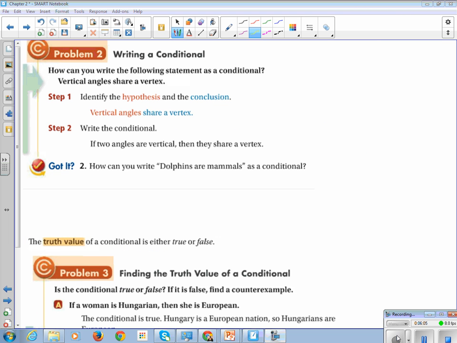Writing a conditional statement. How can you write the following statement as a conditional? Vertical angles share a vertex. I'm going to draw a picture just so you can see. Angles 1 and 2 are vertical angles. Identify the hypothesis and the conclusion. If we say vertical angles is the hypothesis and share a vertex is the conclusion, we can write a conditional: if two angles are vertical, then they share a vertex.